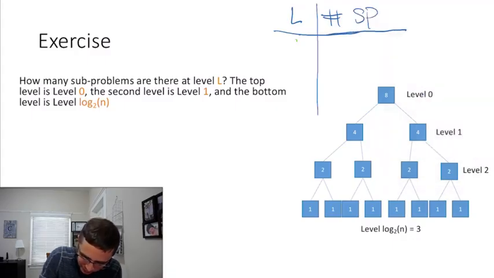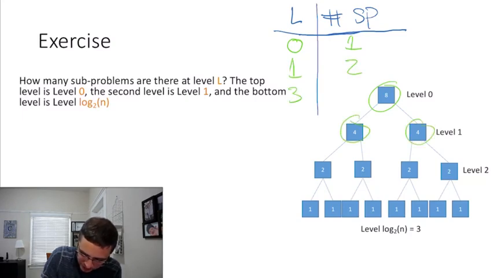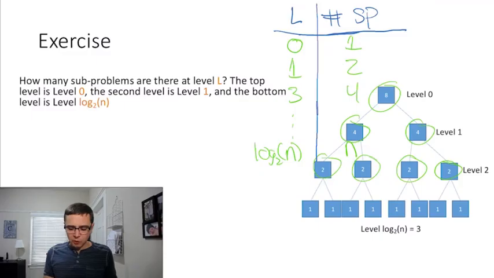Well, at level 0, I have just one blob there, so 1. At level 1, I have 2. At level 2, I have 1, 2, 3, 4. And all the way down at the bottom, at level log base 2 of n, I have n. So the task for this exercise was to build a table like this.